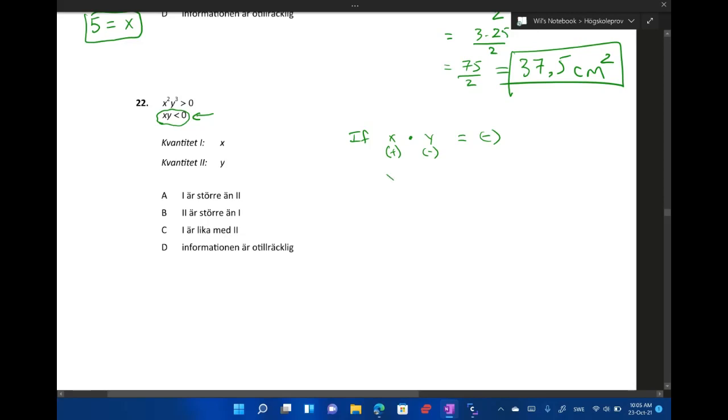But if x was negative and you multiply it by y, which is a positive number, you'll get a negative as well. So these two statements are what we're going to base our thinking on.